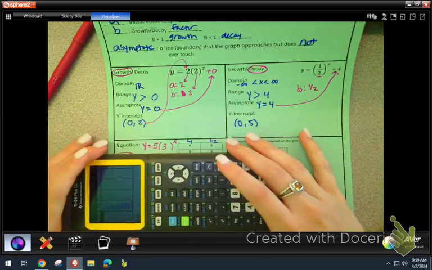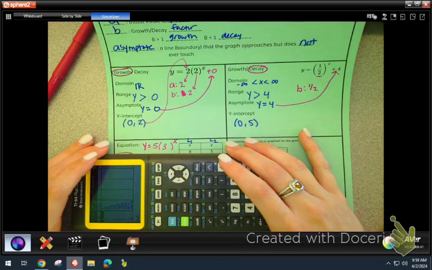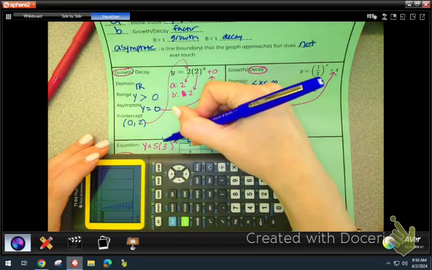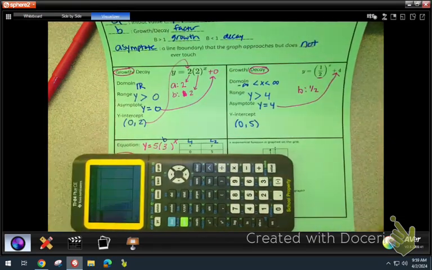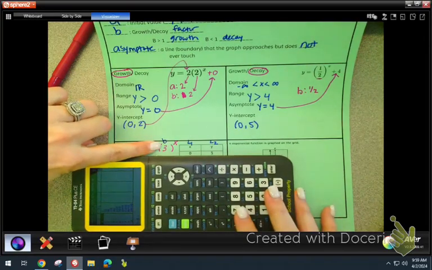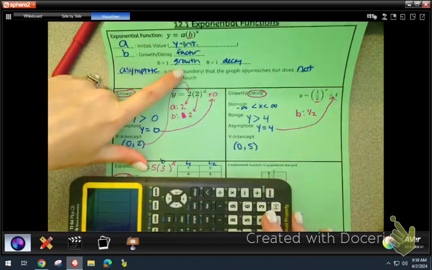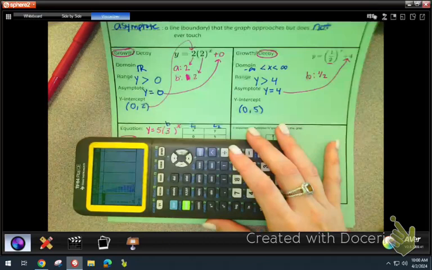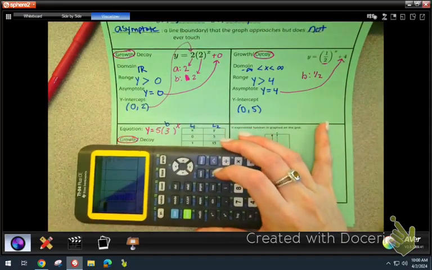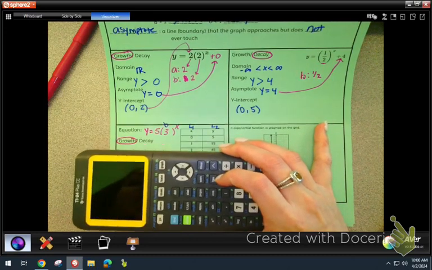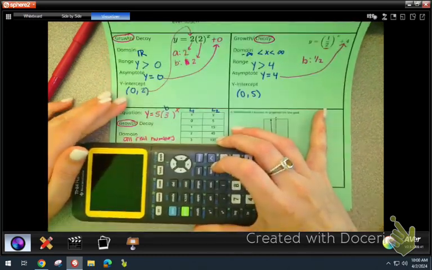Was this graph growth or decay? It was growth. What's the base? What was your b value here? I need y'all to know that. The base is the one in the parentheses. So our base was 3. 3 is greater than 1, therefore it's growth. Okay? What was the domain? All real numbers. Negative infinity to positive infinity. All those things are okay there.